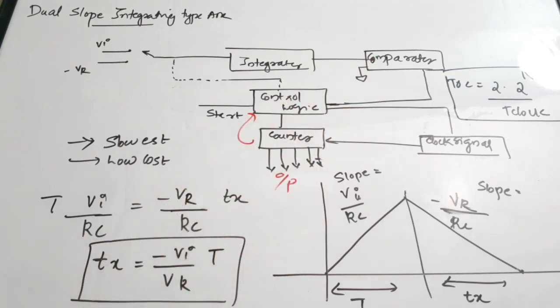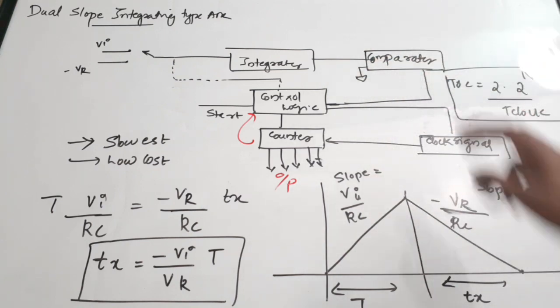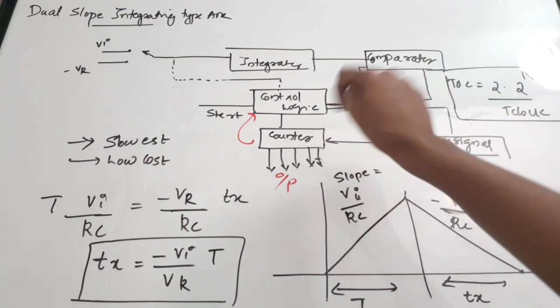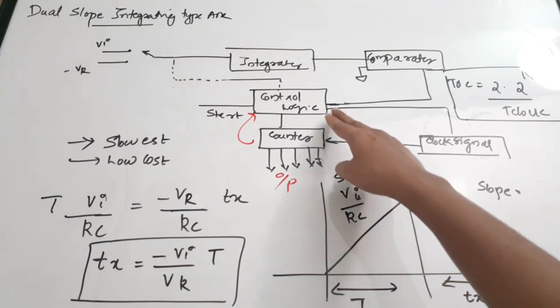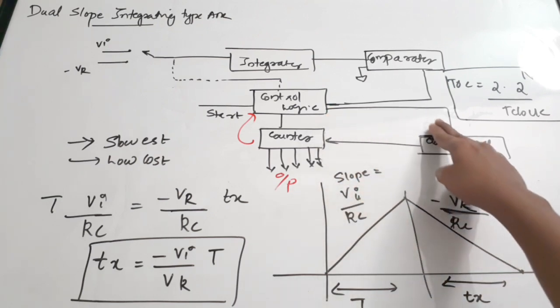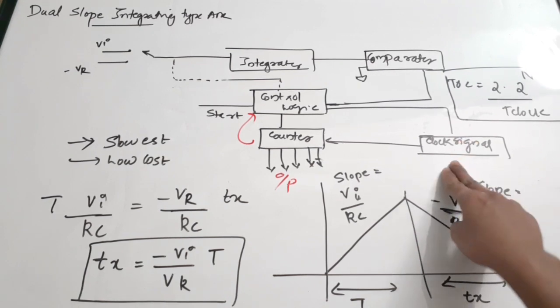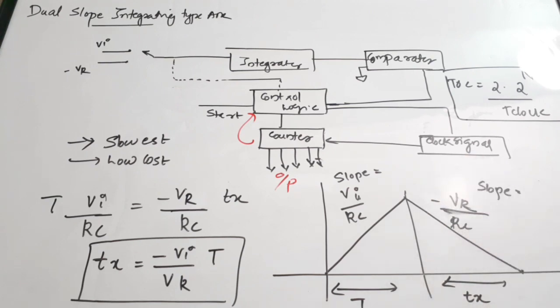So when the comparator has both its inputs equal to 0, it will send a signal to the control logic. You can see there's a connection between the comparator and the control logic. The comparator will send a signal to the control logic to stop its clock signal production. The control logic will again send a signal to the clock signal generator to alert it to stop the production of clock pulses.